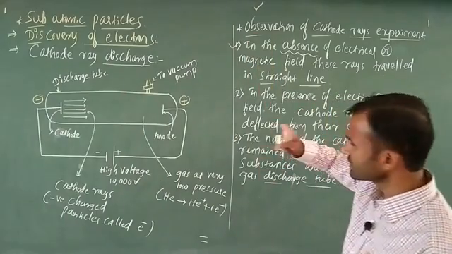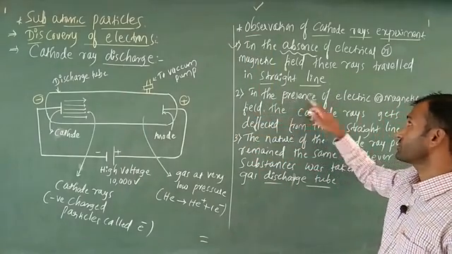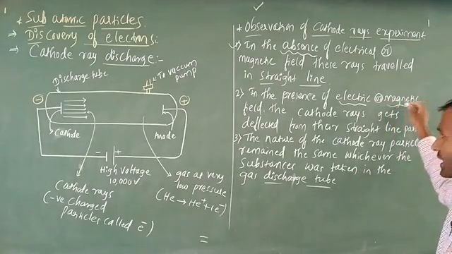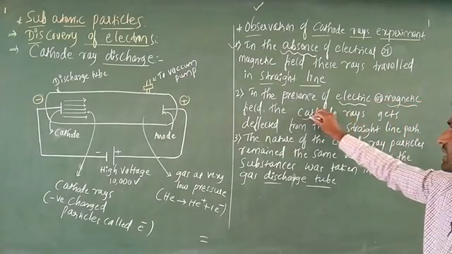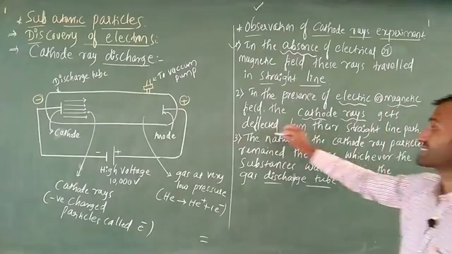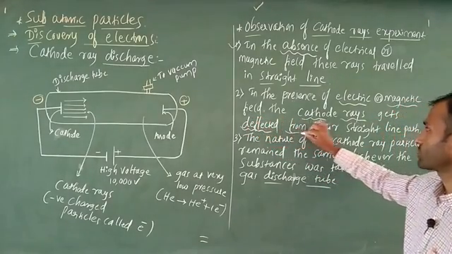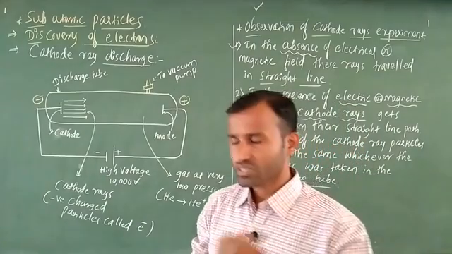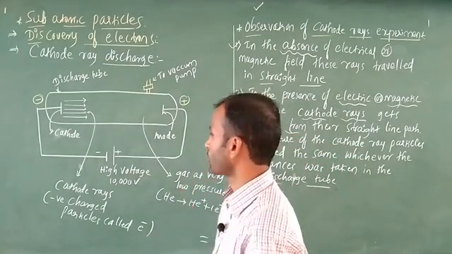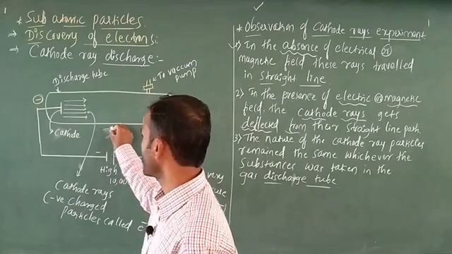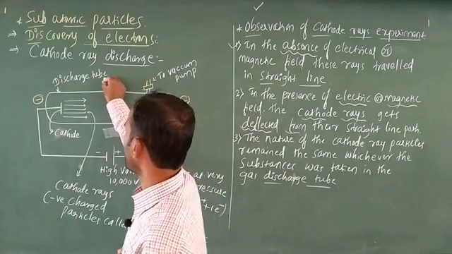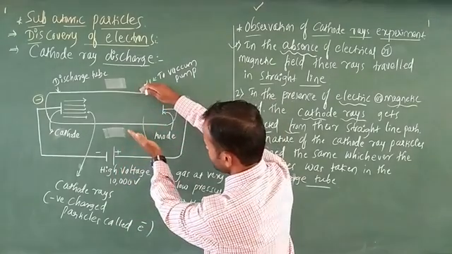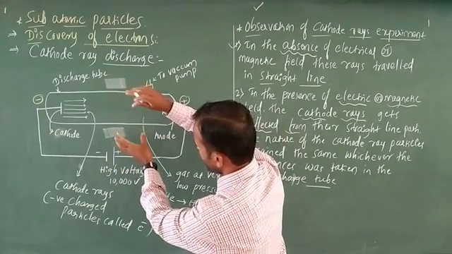Okay, the second one is: in the presence of an electric or magnetic field, the cathode rays get deflected from their straight-line path. They start deflecting. Don't worry about that point just here. In this case, I am going to fit the tube with a magnetic or an electric field. This tube is there, and in the tube side only I am going to make a setup.